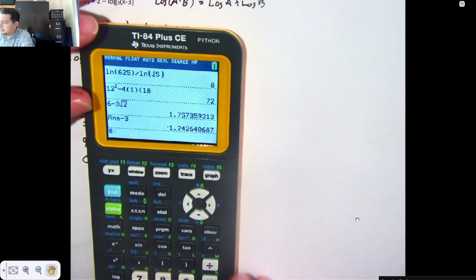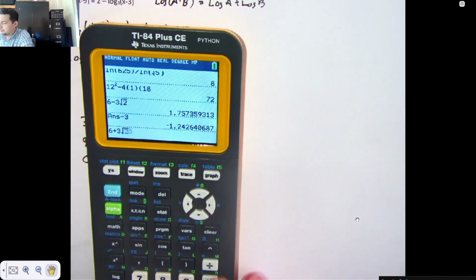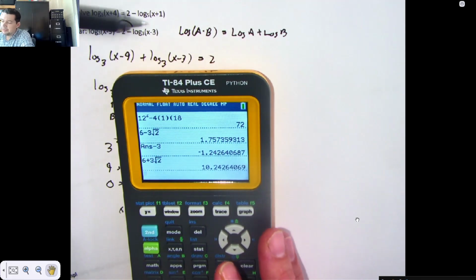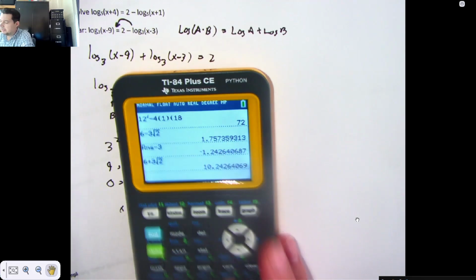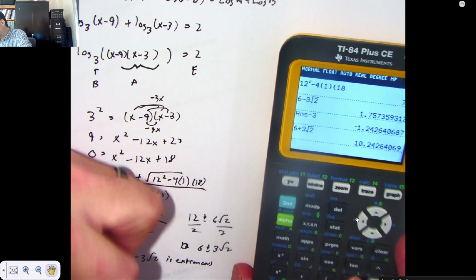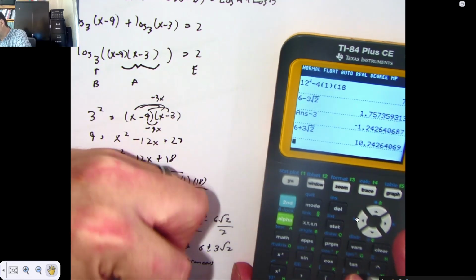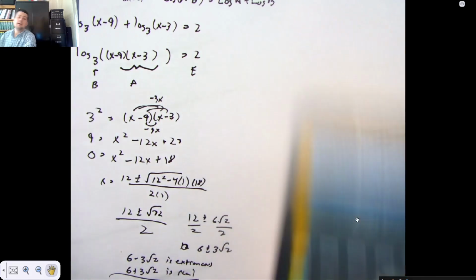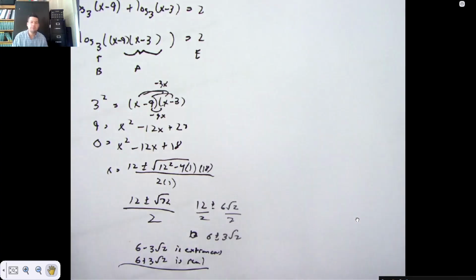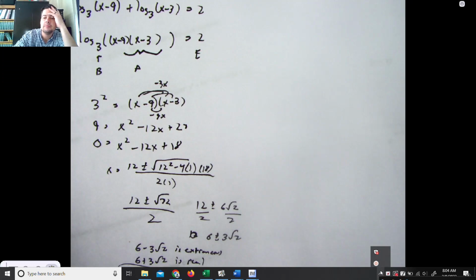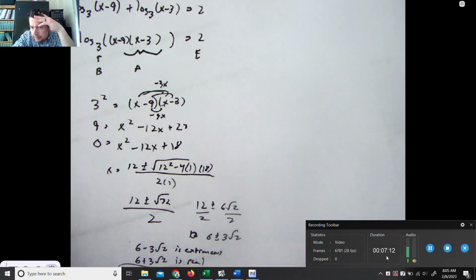Now let's see what 6 plus 3 root 2 is. It's 10.24. If I take away 3, I'm going to be positive. If I take away 9, I'm going to be positive. So 6 plus 3 root 2 is real. And there is number 25. So that does it for the twin. All I gotta do now is get it stopped.